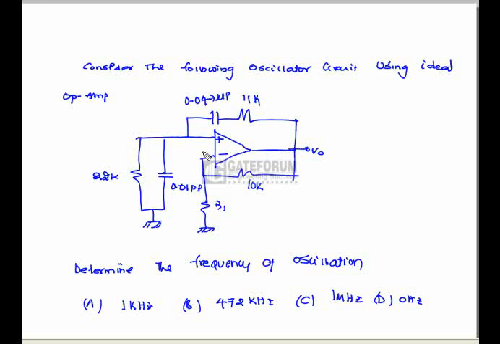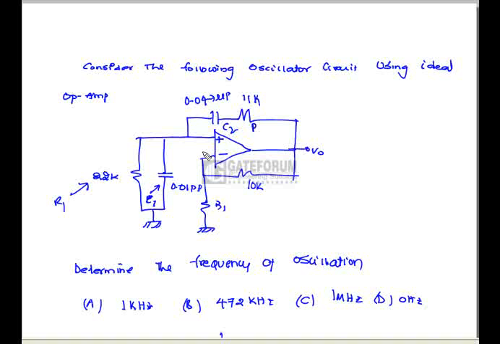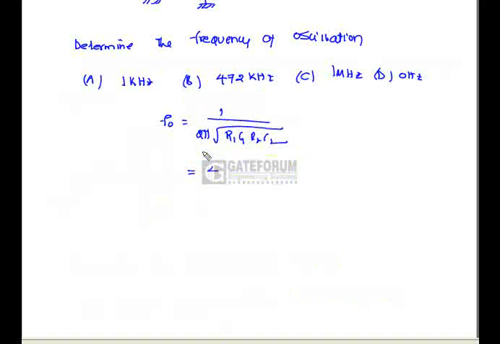Consider the following oscillator circuit with the ideal op-amp. Determine the frequency of oscillation. See, from the circuit shown in the question, we came to know that this is a Wien bridge oscillator using an op-amp. For a Wien bridge oscillator using an op-amp, the frequency of oscillation is given by 1 by 2 pi square root of R1 C1 R2 C2. If we substitute the given values, we will get F0 as 472 kilohertz. Hence option B is correct.